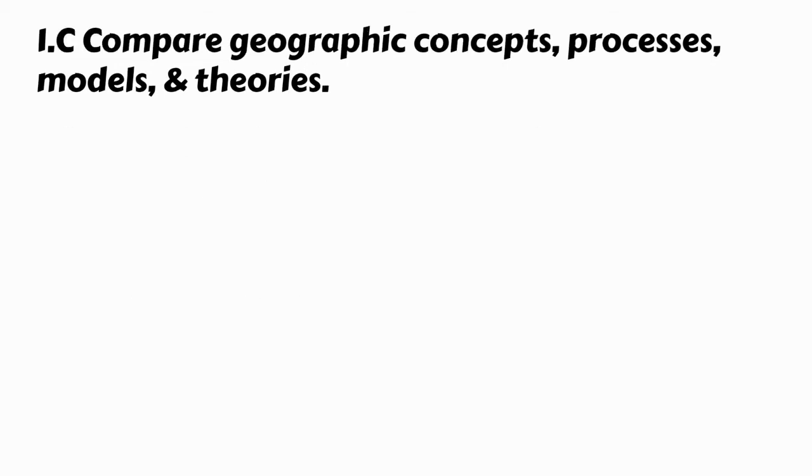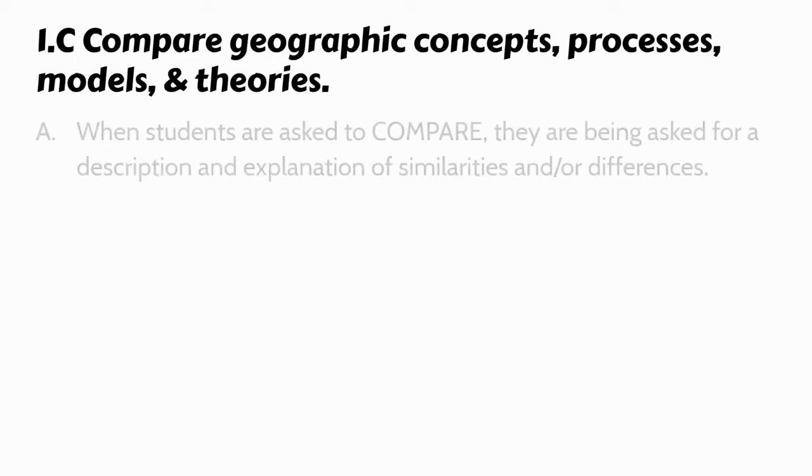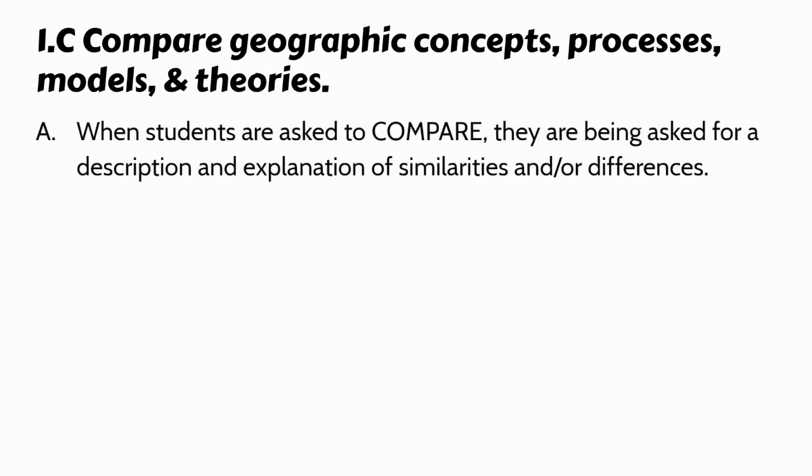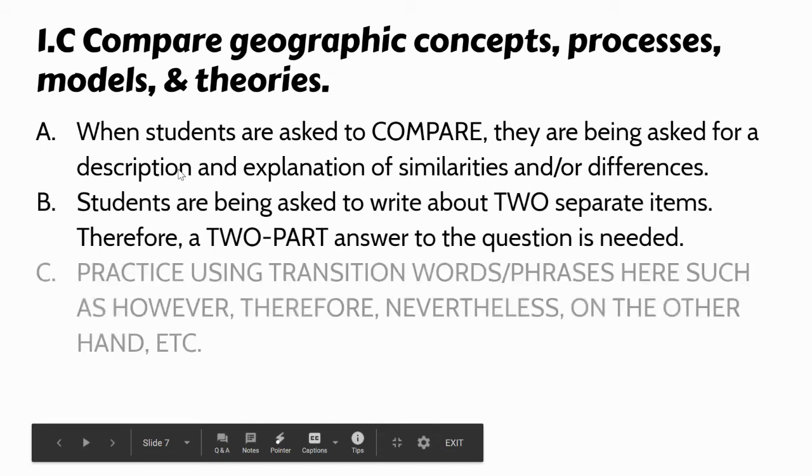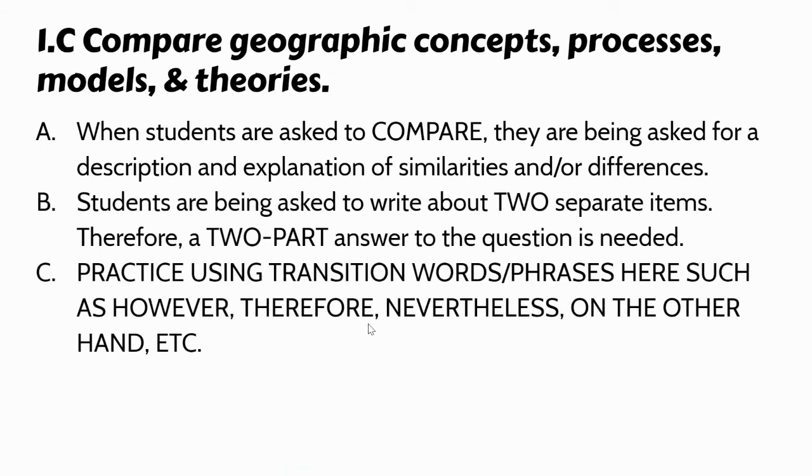Okay, 1C asks you to compare geographic concepts, process, models, and theories. And after spending a year practicing this skill, I think you guys have it. So I'm just going to go over this one real quickly. So when a student is being asked to compare, they're being asked for a description and an explanation of a similarity and or difference. In the world of human geos, some would argue that this is actually the most challenging task verb, because you can see that you have elements of both describe and explain right here. And then I just accidentally popped those on.